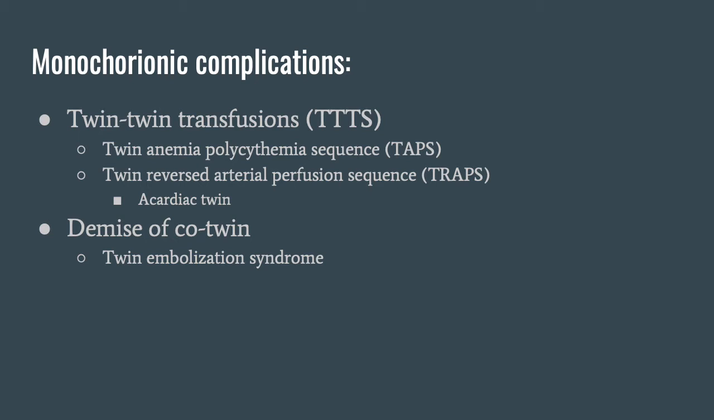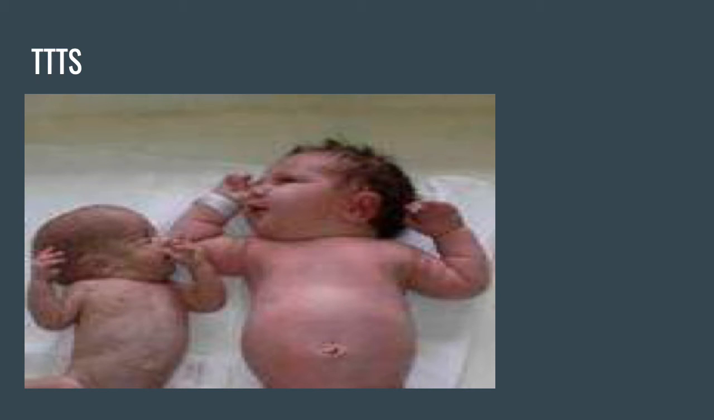Twin anemia polycythemia sequence, or TAPS, is similar to TTTS, where there's an abnormal placental vascular anastomosis. But the rate of transfusion is slower, and one twin develops anemia and the other twin develops polycythemia. In twin reversed arterial perfusion sequence, or TRAPS, one of the fetus's hearts is not well formed, and the superficial artery-to-artery placental anastomosis provides perfusion of the cardiac twin by the donor twin. Another complication is demise of co-twin, or vanishing twin syndrome. Here's a picture of TTTS, where one twin definitely had more nutrients and perfusion than the other.